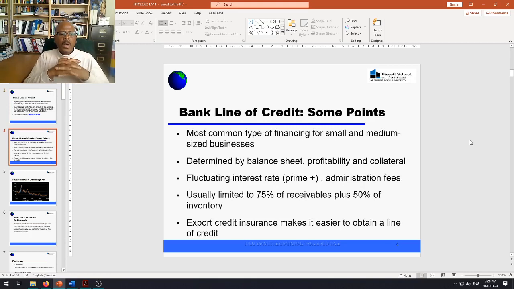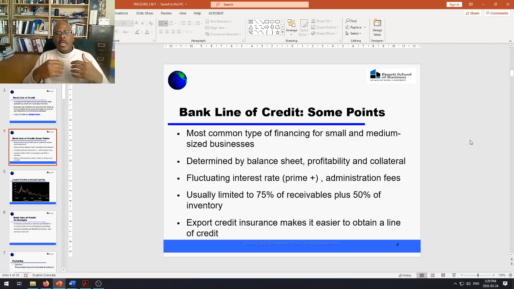Now, some points then about the line of credit. As I was saying, it's far and away the most common type of financing, particularly for small and medium-sized enterprises, the so-called SMEs. How much of a loan can you get? Well, it depends then on the company's balance sheet, its profitability, and then of course what kind of collateral you may have that will provide the bank with some degree of assurance that you can pay back.